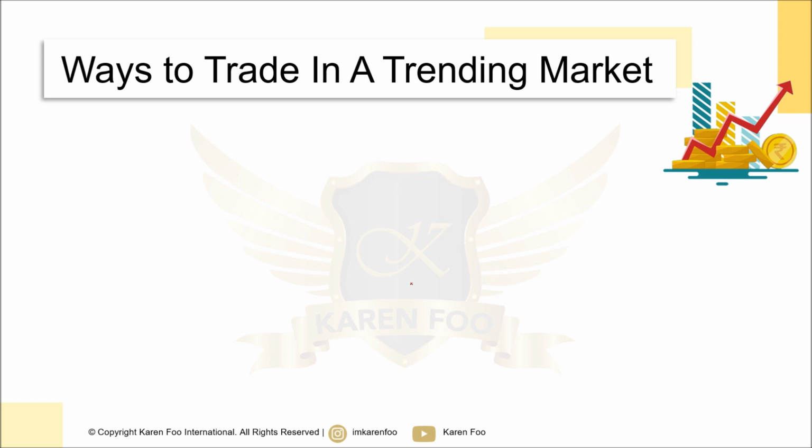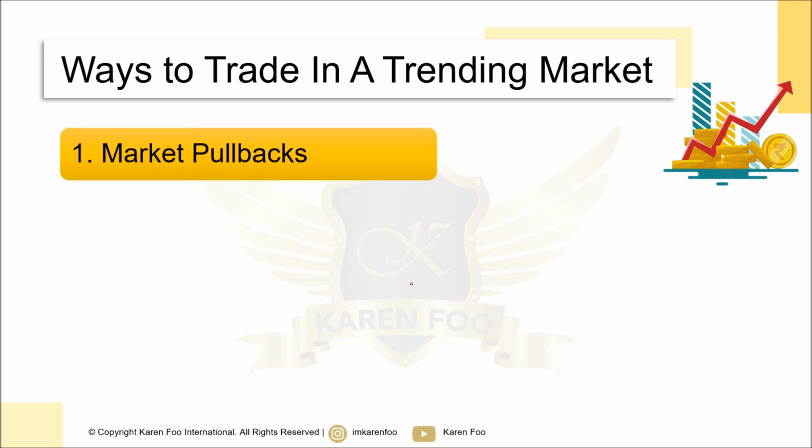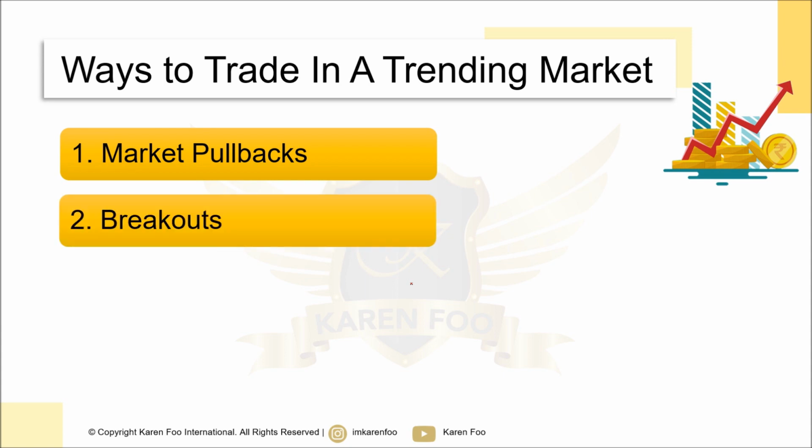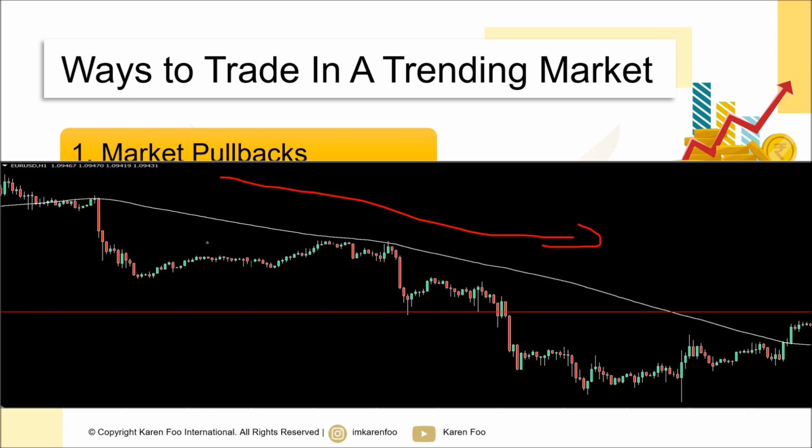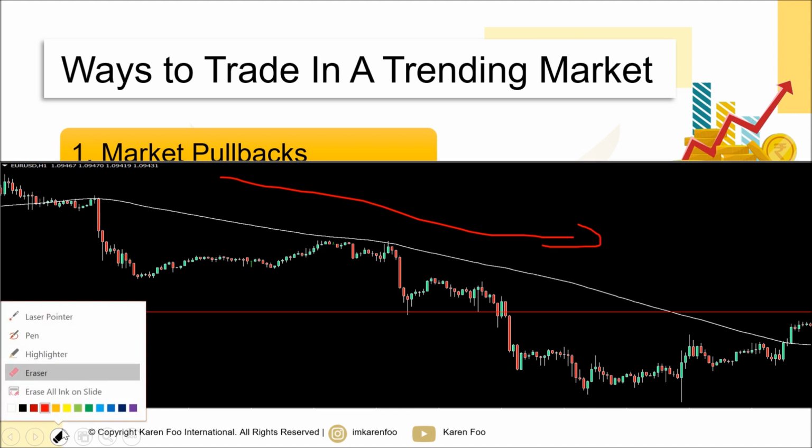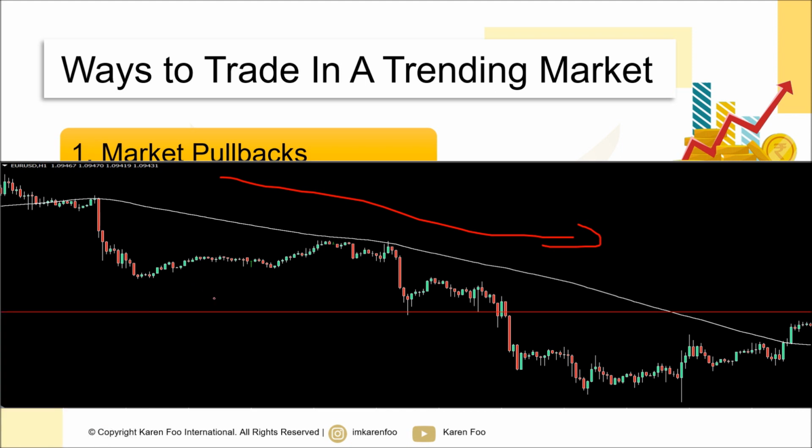So some of the ways you can trade a trending market: first thing first, which is one of my favorites, trading a market pullback. Second is to trade a breakout. You can trade against the direction of the trend, or you can trade along with the direction of the trend. And of course, with any trend, there are minor pullbacks. Hence, when the price pulls back to a moving average, in this case your 100 SMA, this is where you can enter. This is what I mean by entering on a pullback.